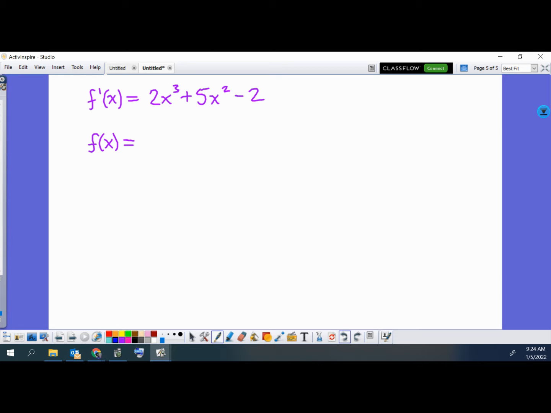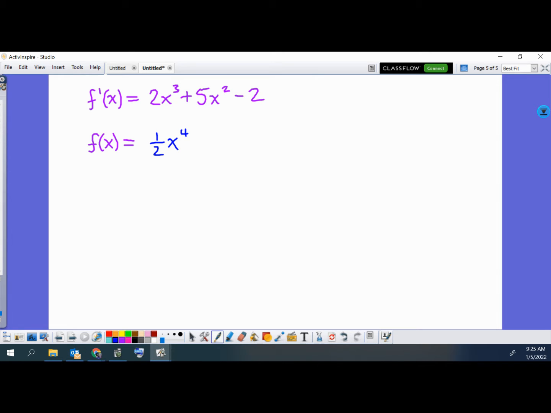So anybody got an answer for me? What do you think? If f prime of x, let's just look at that first term, right? Because when you're doing derivatives, you can do one term at a time, right? You can treat separate terms completely separately. So if we just look at that first term, 2x cubed, anybody have the antiderivative of that one? Katie? 1/2 x to the fourth.